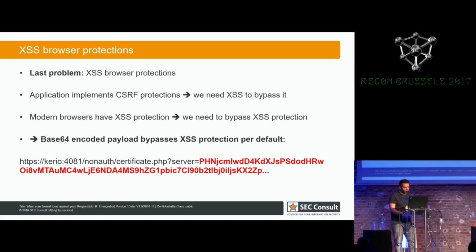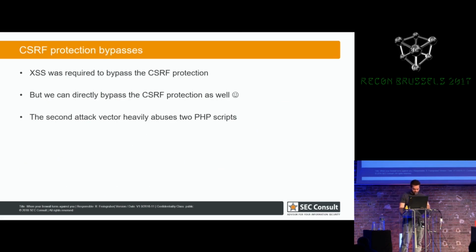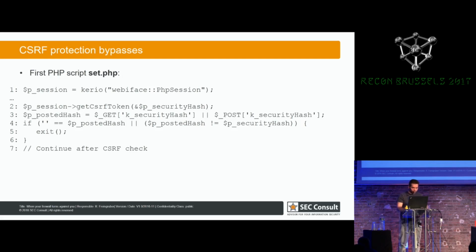But for the second attack vector, I wanted to directly bypass the cross-site request forgery. So the second attack vector is using two PHP scripts. This is the first PHP script. Basically, with the first script you can set the data, and with the second PHP script you can do some stuff with this data. And this is a really funny flaw here. There are two flaws in this code. I will give you a quick time to read this code.